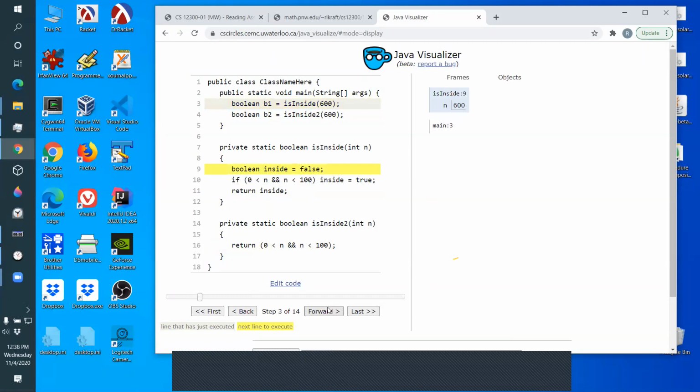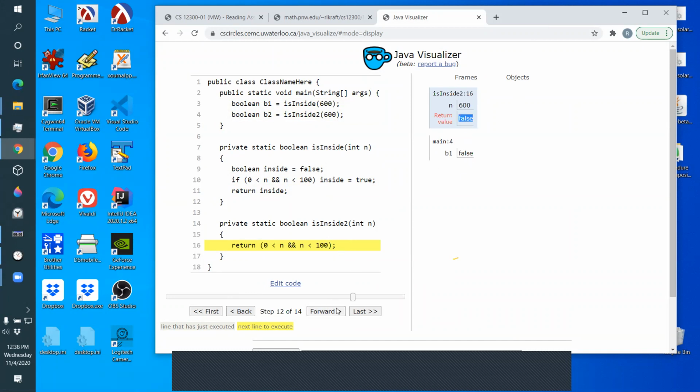The first one, first it guesses that inside is false. Then it checks the inequalities. In this case, it's going to find out that the inequalities are not true, so it's not going to change inside. So inside's still false, and now it returns inside. Okay, and the other one just says, well, is this true or not? If this is true, return true. If this is false, return false. Right now, this is false, so it's going to return false.